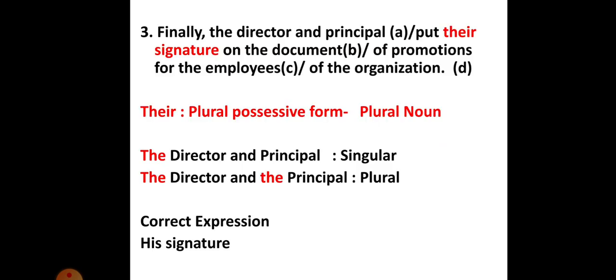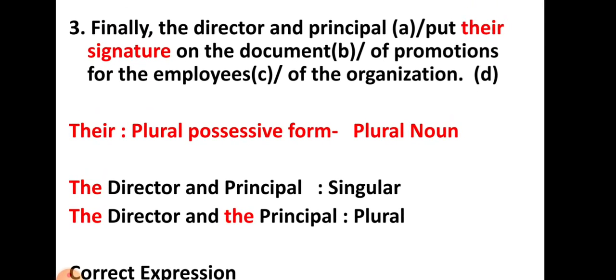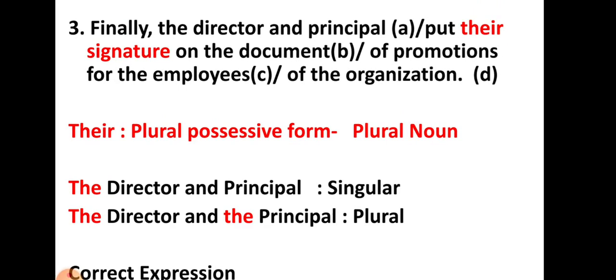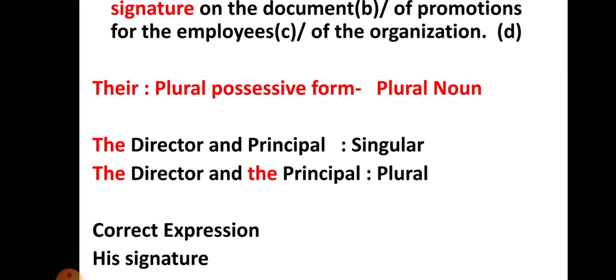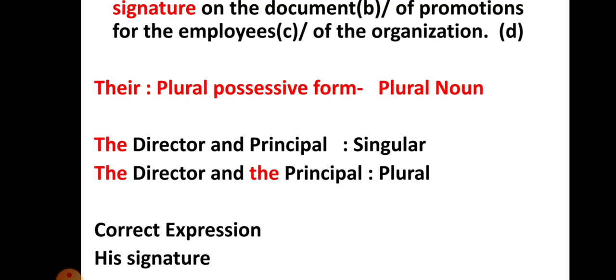Next, point number 3. Question number 3, finally the director and principal put their signature on the document of promotions for the employees of the organization. See here again you have used their, which is a plural pronoun. So whenever you use a plural pronoun, it should be referring to a plural noun. Now let us look at the noun that we have used here. The director and principal is the noun here.